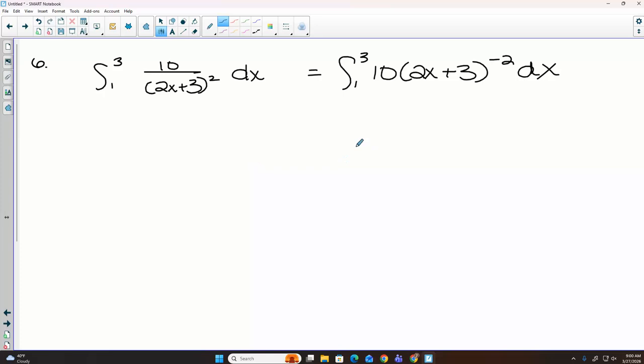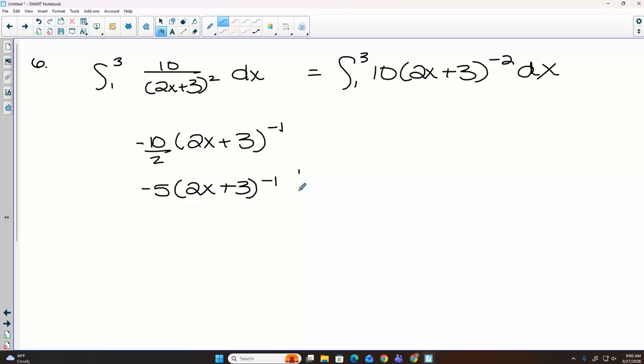So when we do our antiderivative, that 10 is just going to stay as a coefficient. Add 1 to the power, so that's 2x plus 3 to the negative 1. So we need a negative in front to cancel that. Think about your chain rule. Derivative of the inside is 2. So to cancel it, we need a 1/2, so we would have to divide by 2. So we have negative 5 times 2x plus 3 to the negative 1.